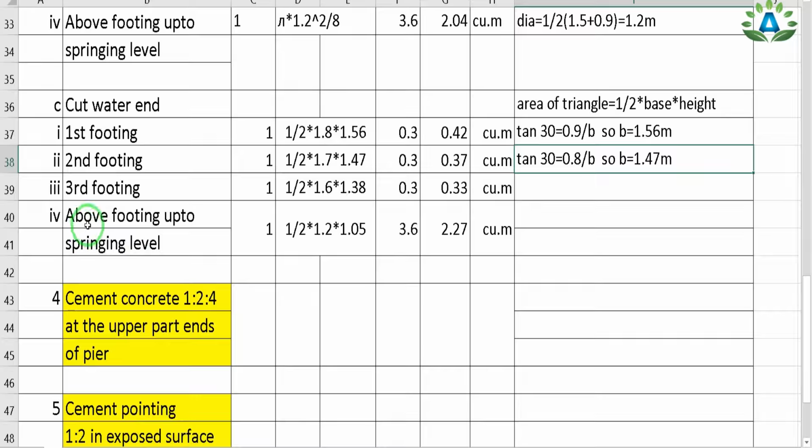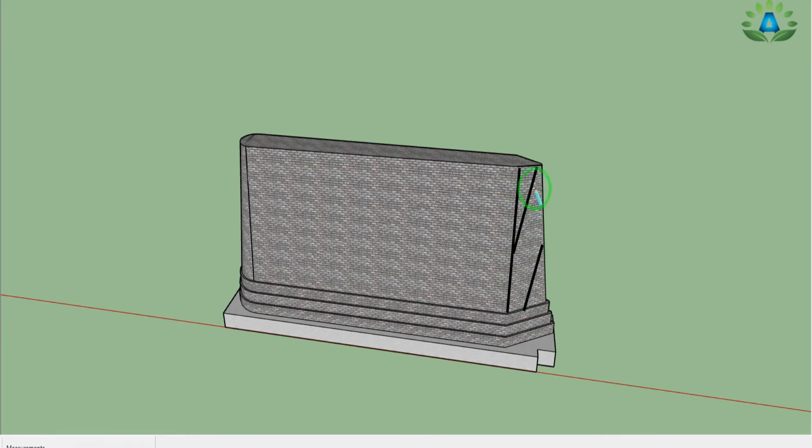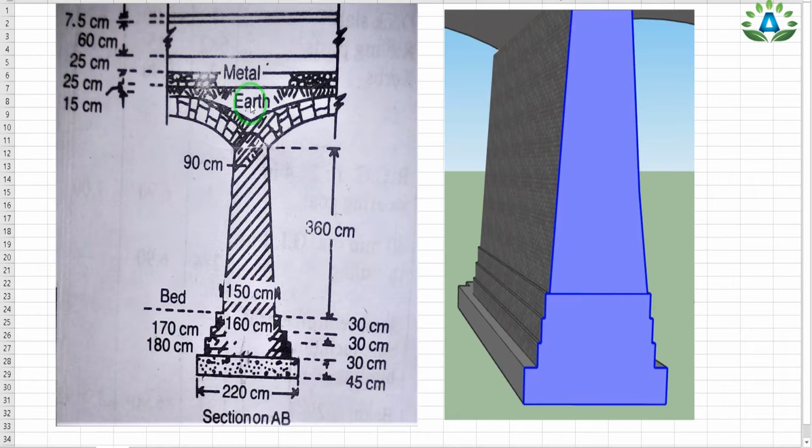Now our next step is to calculate the above footing up to springing level, that means this triangular portion of the pier. So here we can clearly see we have the bigger triangle at the bottom of this pier, and here is our smaller triangle at its top. Since we have two different triangles, we can use the average area for these two triangles. So here we need to first calculate the average width of this tapering portion. That means this portion is 150 centimeter, the upper portion is 90 centimeter. So we need to take the average of these two. That means we get 120 centimeter.